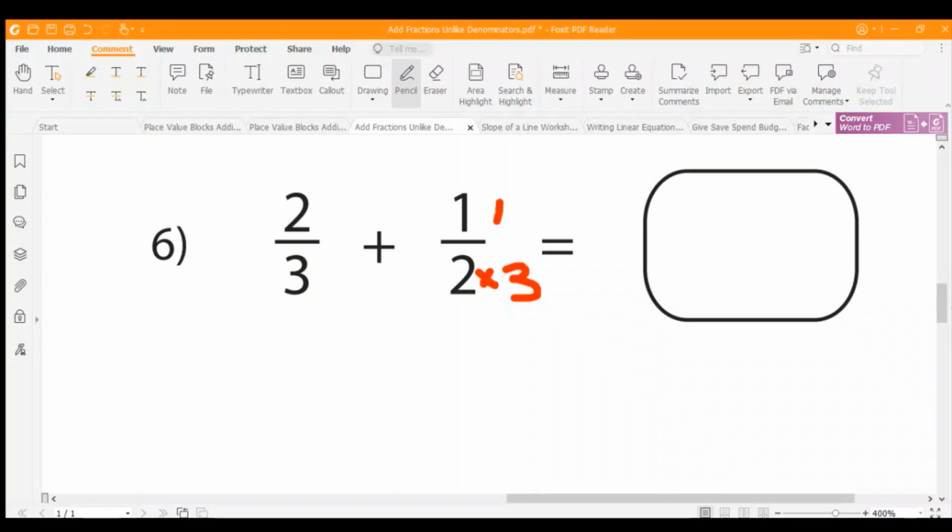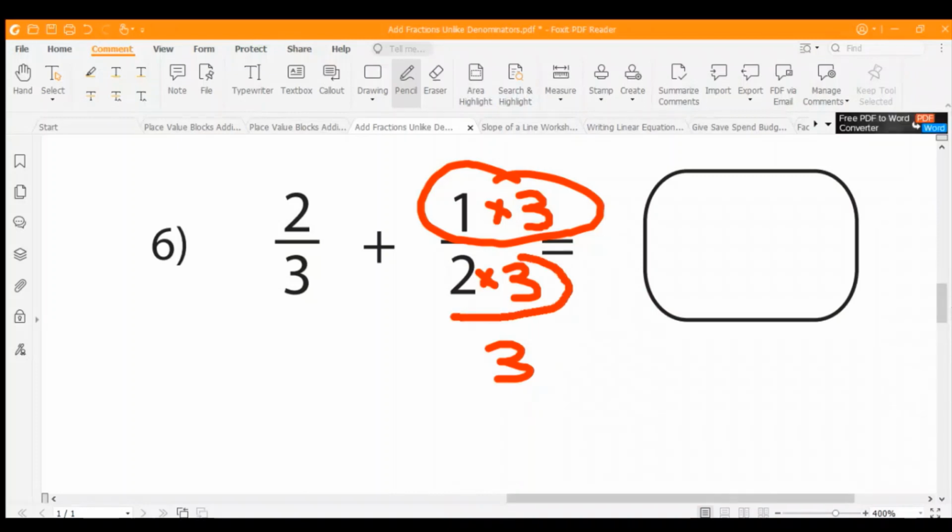Well, don't forget, what I do to the denominator, I have to also do to the numerator. So we're going to go ahead and do that. We're going to multiply that out and change this fraction. 1 times 3 is really 3. Right? And 2 times 3 is really 6. So we just change 1 over 2 to 3 over 6. And that is an equivalent fraction. 1 out of a 2-slice pizza is the same as 3 out of a 6-slice pizza.